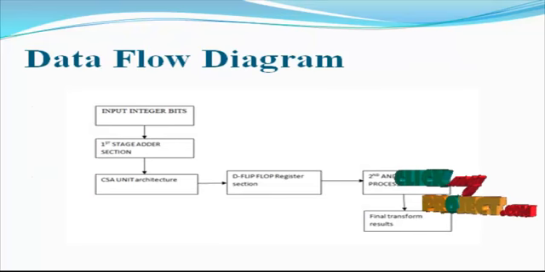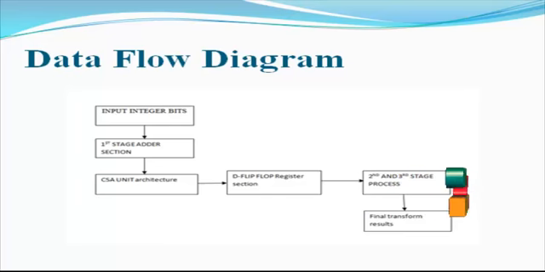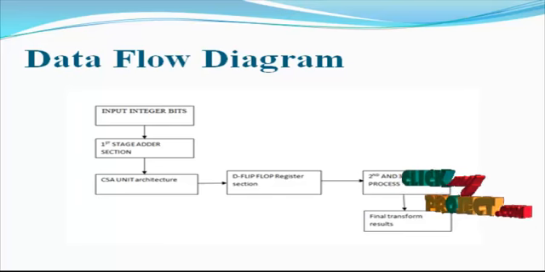Next, we see the flow diagram for the project. First, we design the overall DCT architecture. This architecture consists of the adder sections for the first, second and third stage processes. Each stage performs 8-bit, 9-bit and 10-bit addition, applying the CSA unit architecture for our overall DCT architecture.